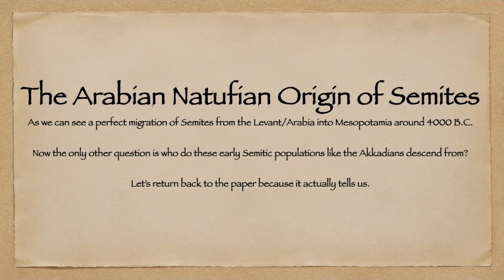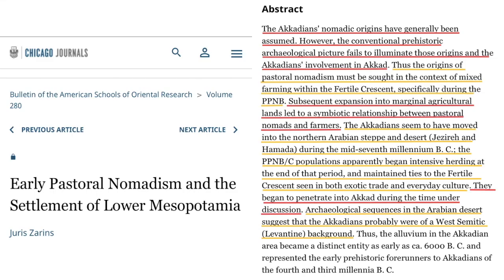As we can see, a perfect migration of Semites from the Levant/Arabia into Mesopotamia around 4000 BC. Now, the only other question is, who do these early Semitic populations like the Akkadians descend from? Let's return back to the paper because it actually tells us.